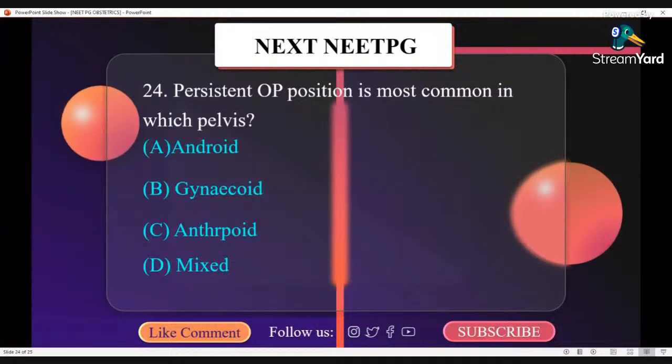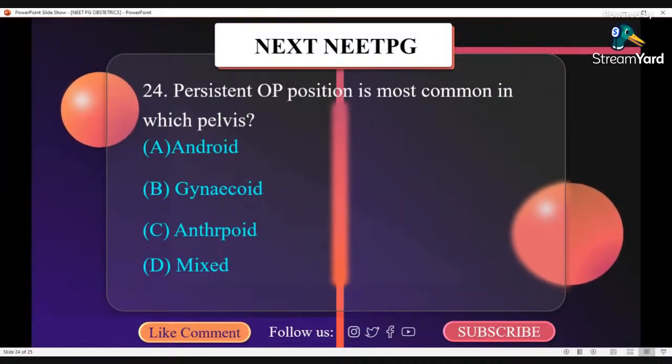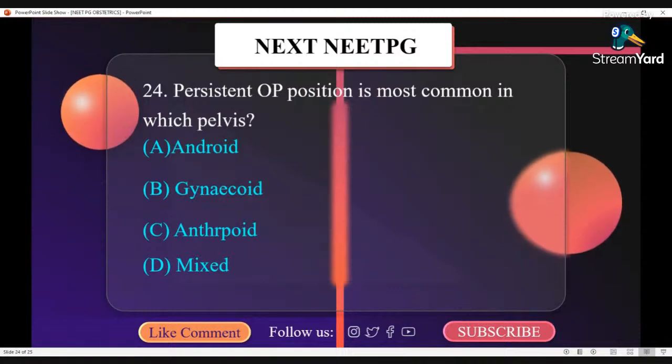Persistent occipito-posterior position is most common in which pelvis? A. Android, B. Gynecoid, C. Anthropoid, D. Mixed. A. Android.